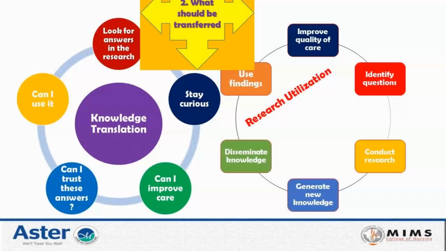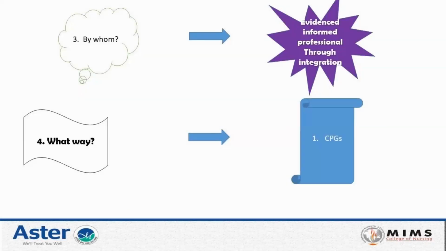Research utilization finding. Research findings have to be transferred where research utilization takes place, because you identify questions, conduct research, and you generate new knowledge, and you disseminate this new knowledge, use findings, and improve quality of care. And here comes research utilization. By whom? Evidence-informed professionals through integration. That means through integrating through an interactive process.